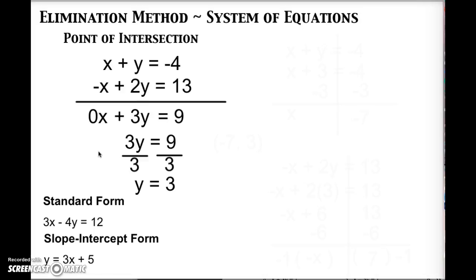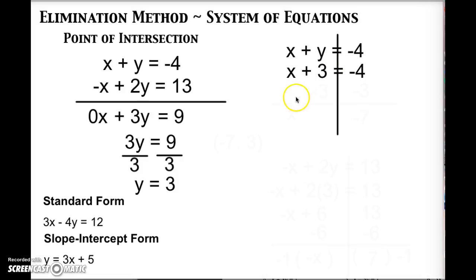What I have to do next is plug my y value of 3 into both equations and see if they match up. And if they do, that's going to be my point of intersection. If they don't, I've made a mistake and I need to redo my problem. So let's plug y is equal to 3 into my first equation. The first equation is x plus y is equal to -4. If I replace my y with positive 3, I'm going to have x plus 3 is equal to -4.